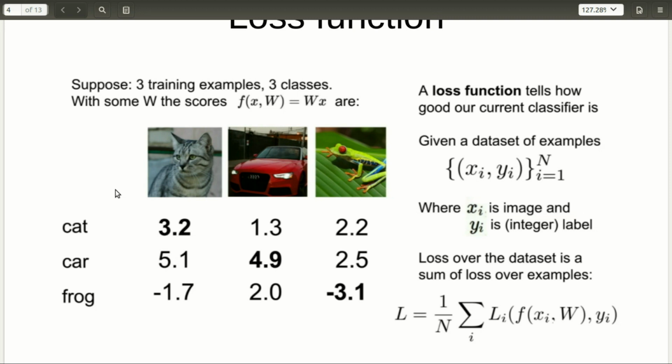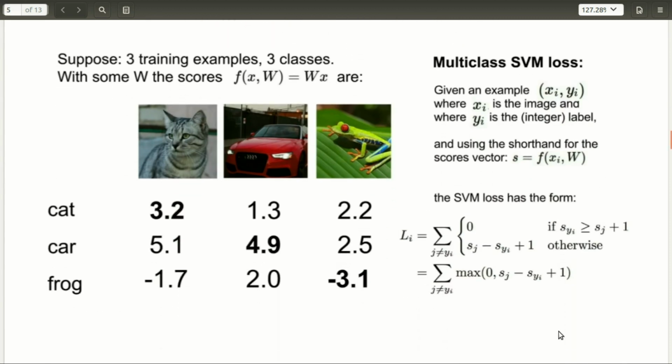So the loss function is a measure of how good our current classifier is. What we do is we compare the true value with the value output by the classifier, and then we compare it over the whole training set, over all examples. Given example x, y, where x is the image and y is the integer label, and using the shorthand s for the scores vector, the SVM loss has the following value.